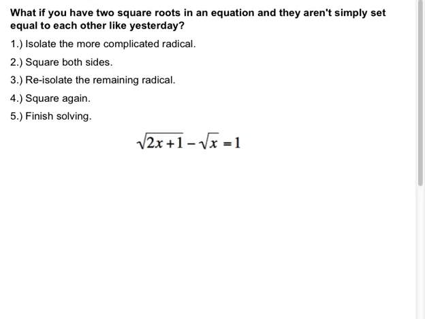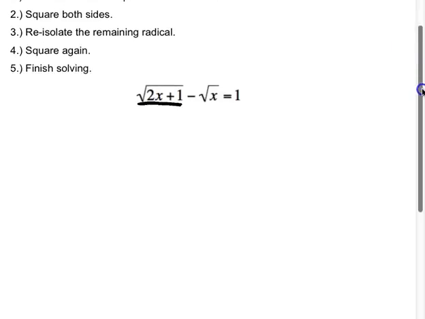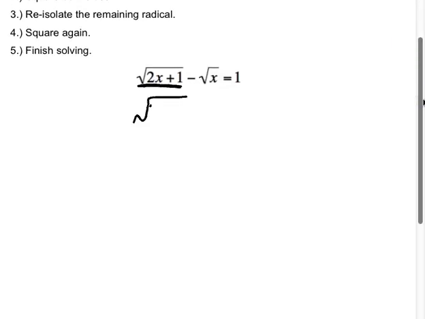Okay, so step number 1. Step 1 says isolate the more complicated radical. So here, I think we could agree this is a more complicated radical, right? So that's what I'm going to isolate. So I'm going to get that by itself by adding the square root of x over, okay? So in doing that, now I have one of my roots by itself, right? So now that I have one of my roots by itself, I can actually square both sides.